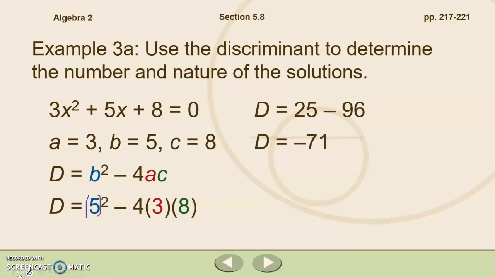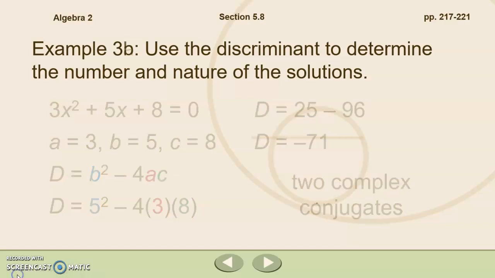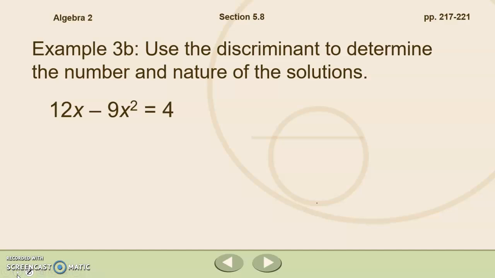If our discriminant is less than 0, going back to that previous chart that you hopefully wrote down in your notes, that tells us we will have two solutions, and they will be complex conjugates. Two solutions, complex conjugates. So something plus or minus something i, and something minus or plus something i as well. Two complex conjugates. What about this one?